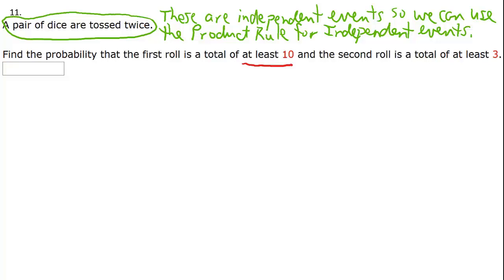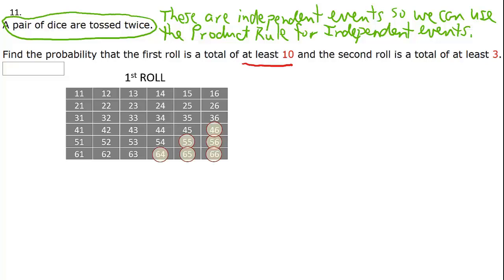We want to find the probability that the first roll is a total of at least 10. So again, if you draw out your sample space as a 6x6 rectangle, at least 10 means 10, 11, or 12. So if you count, you can see there are 3, 4, 5, 6. There are 6 rolls that are 10, 11, or 12, which is at least 10. So that probability is 6 out of 36. The probability that the first roll is at least a 10.